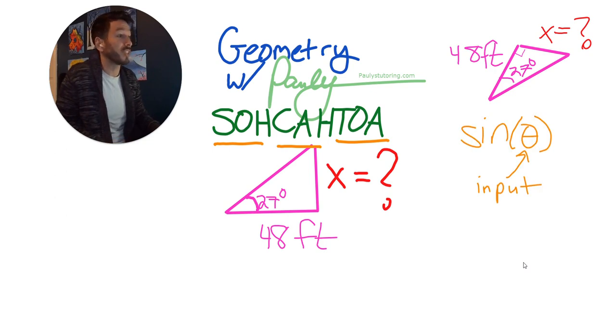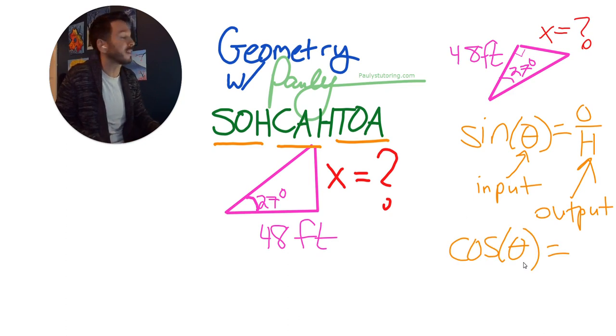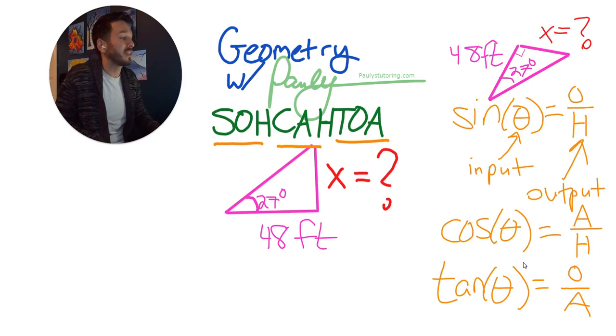So for example, sine, which is the first three, takes in theta, the angle, and outputs the opposite side over the hypotenuse side. Okay, and so the theta is the input and the output is the side length ratio. The side length ratio will change for each function. So cosine again takes in an angle, outputs adjacent over hypotenuse, and tangent of theta equals opposite over adjacent.